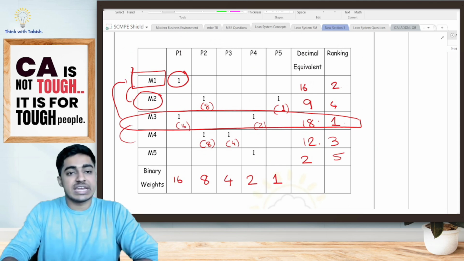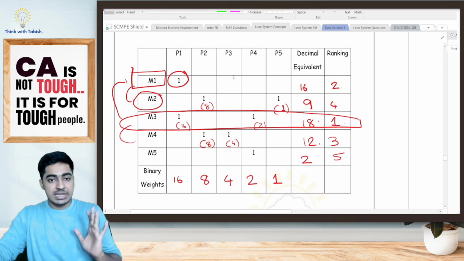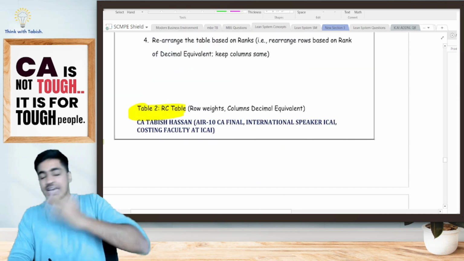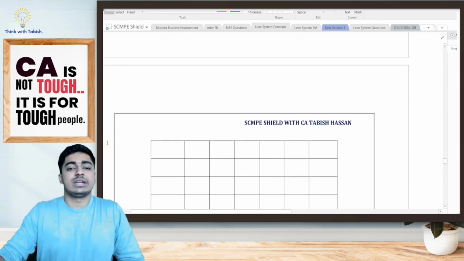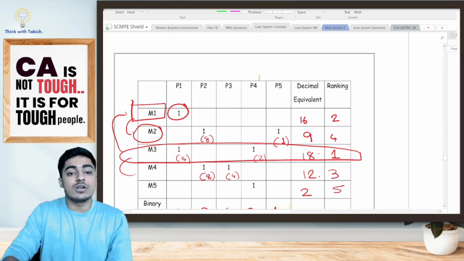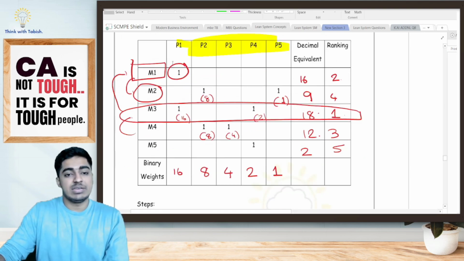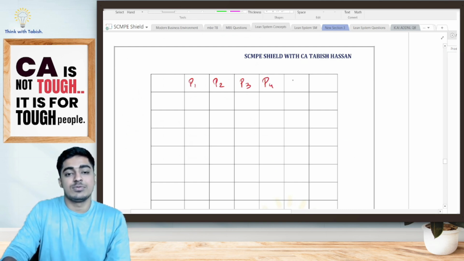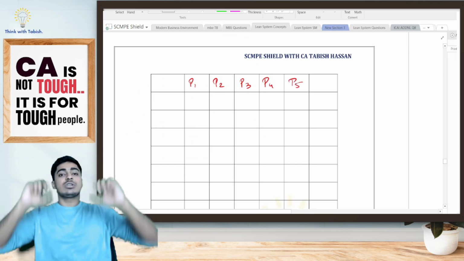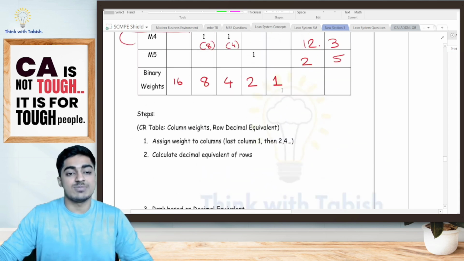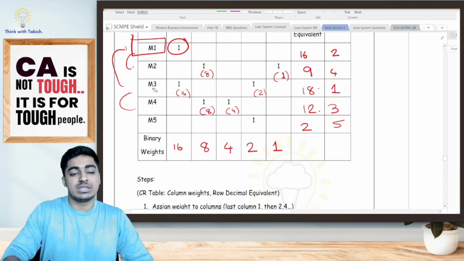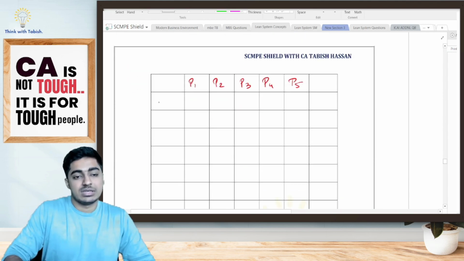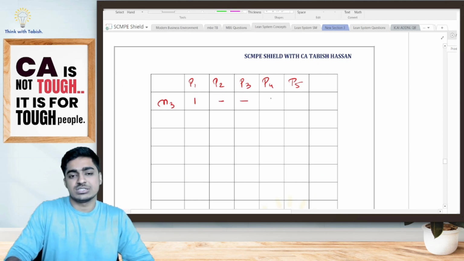Yes, so which is my first rank thing? Now pay attention. My columns will remain intact. So first, in the next table, I have my second table, which is my RC table. What it is, I will explain. Now pay attention. My columns, I'm not going to change the order of my columns. They will remain the same. I will keep it as P1, P2, P3, P4, P5. But what I'm going to change? Just the row I'm going to change. Yes, what is my first ranked row? It is machine number 3, where I have 1 dash dash 1 dash. M3, 1 dash dash 1 dash.